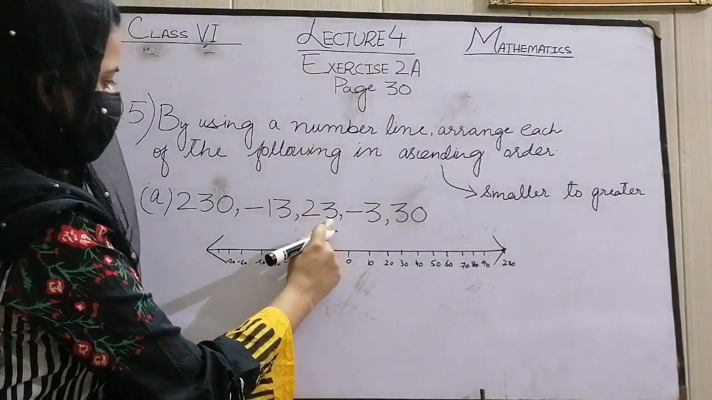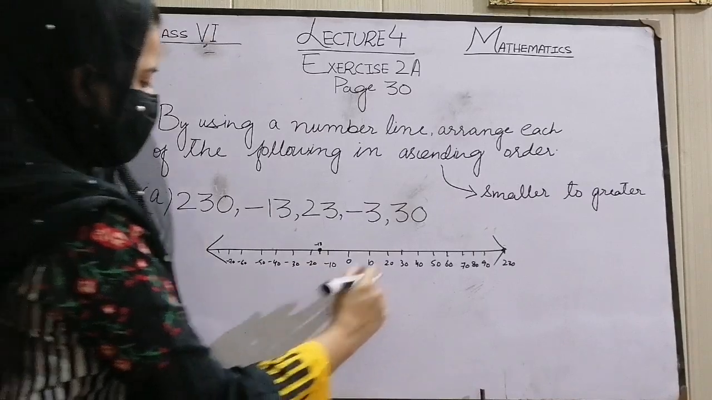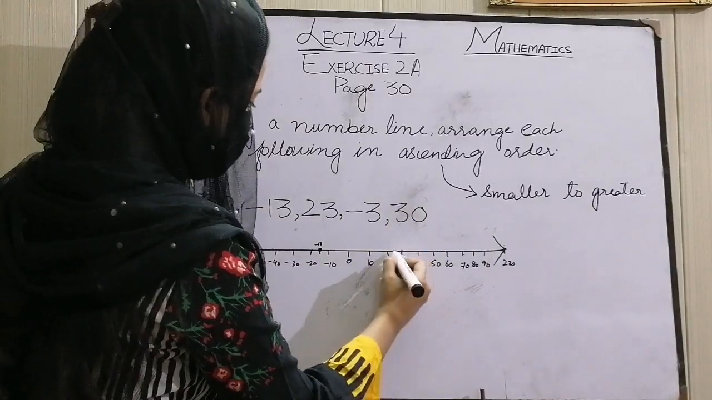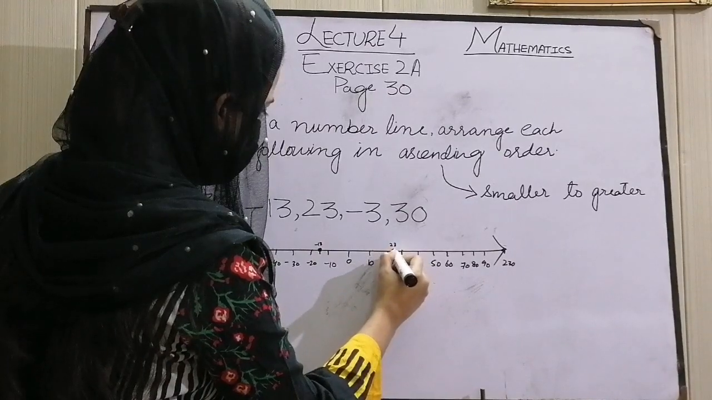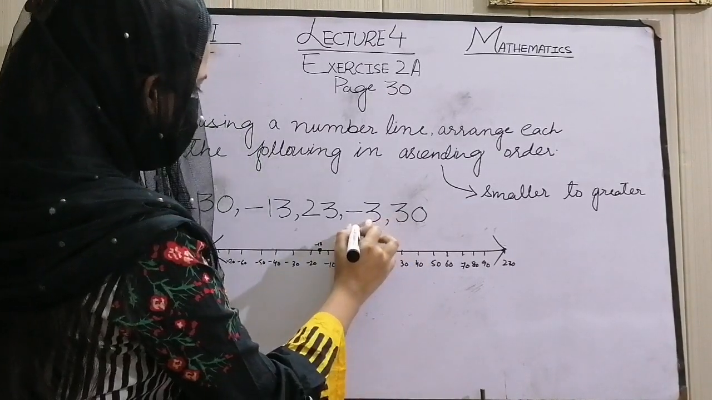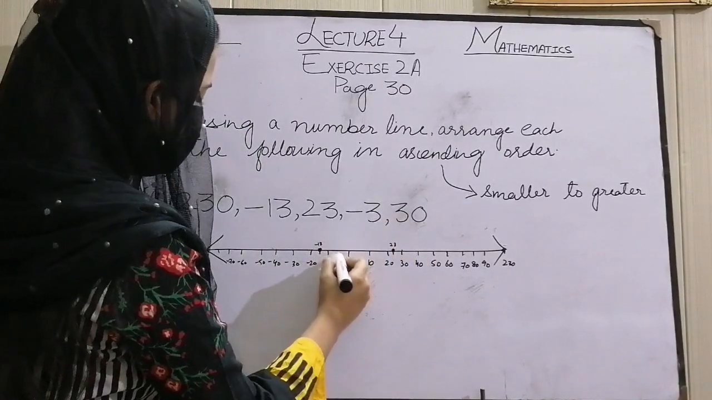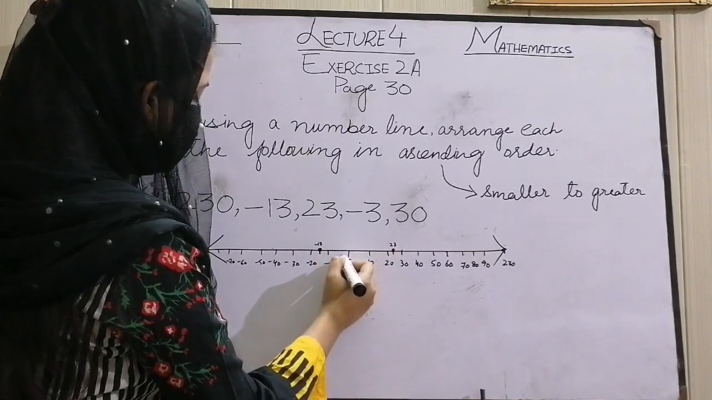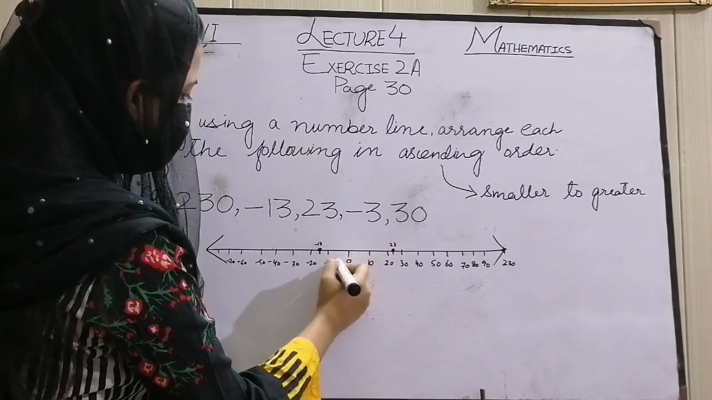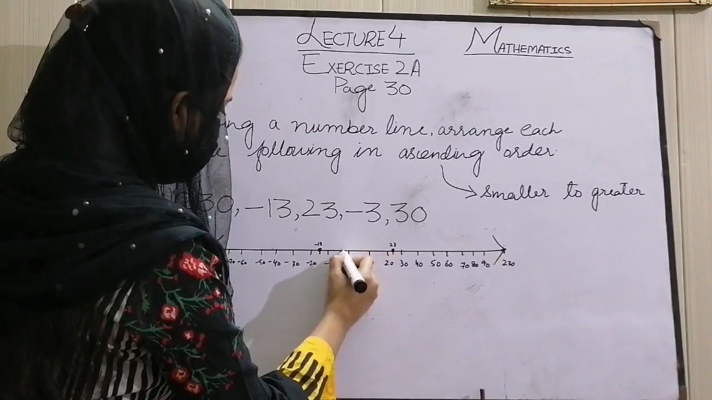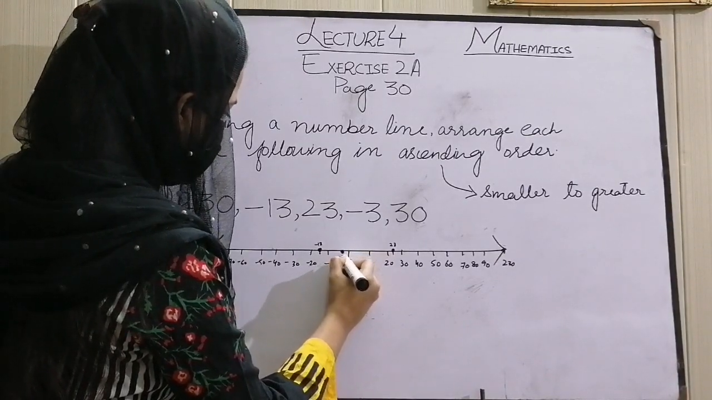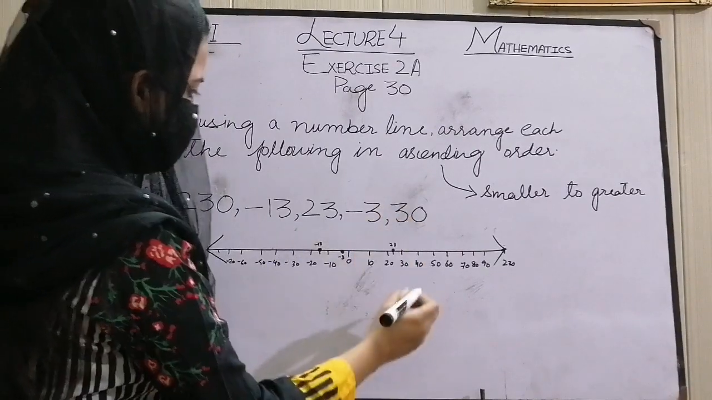Next number is 23. 23 is bigger than 20, so it would be on the right side of 20. Next is minus 3. Minus 3 is bigger than minus 10 but smaller than 0, so it would be on the left side of 0 but on the right side of minus 10. So it lies somewhere here. Next one is 30.